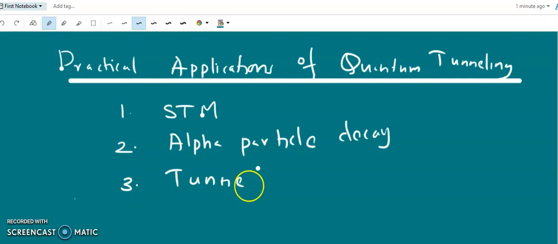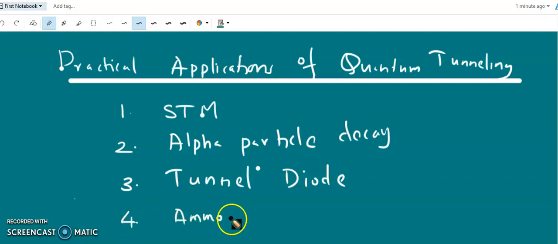And there is one more application that is discussed in the textbook by Kenneth Crane. That is ammonia inversion. So here we discuss the ammonia inversion.